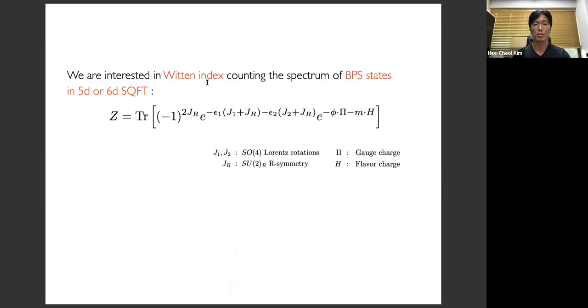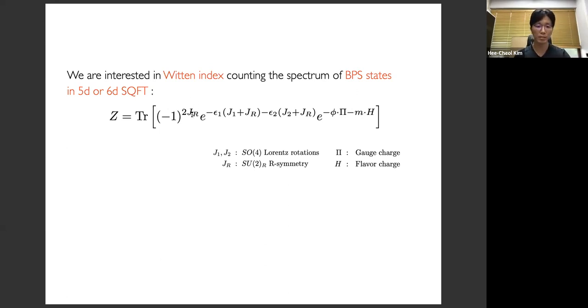So we are basically interested in the Witten index, counting the BPS spectrum in 5D or 6D SQFTs. It's defined in the following way. And the states captured in this index are labeled by their angular momenta J1 and J2, and also R-symmetry JR, and the gauge charge phi and flavor charge H. And epsilon 1 and 2 are the chemical potentials for the angular rotations, and phi is the Coulomb branch parameter, and m is the flavor mass parameter.